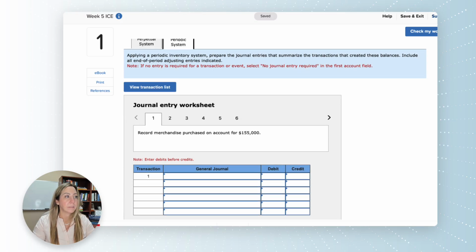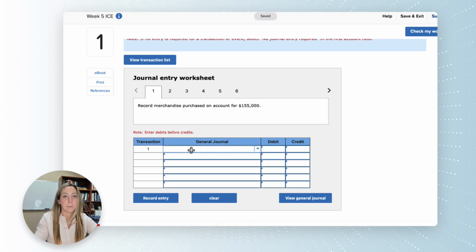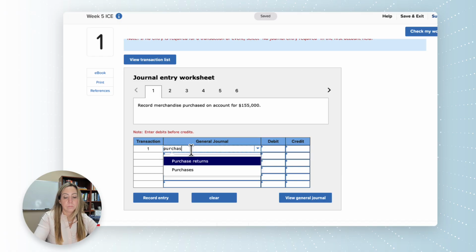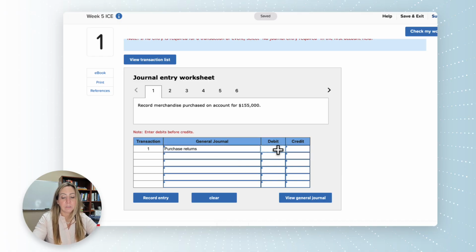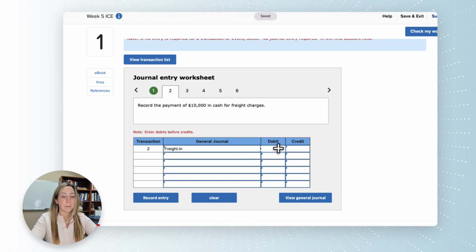If we were using a periodic system, instead of debiting the inventory account for that first purchase, we're going to debit the purchases account. It's just a separate inventory account that we keep apart from our regular inventory until we count our inventory at the end of the year. And this was on account, just like in the other method. Next, we're going to record the freight. Instead of putting it into the purchases account, we put it into its own freight account. So we'll call that freight in. Everything just stays in separate accounts until we count the inventory at the end of the year and make our adjusting entry. And that was cash of $10,000.